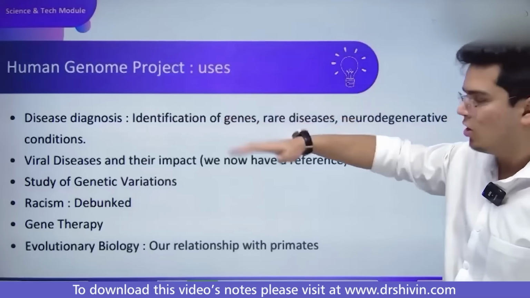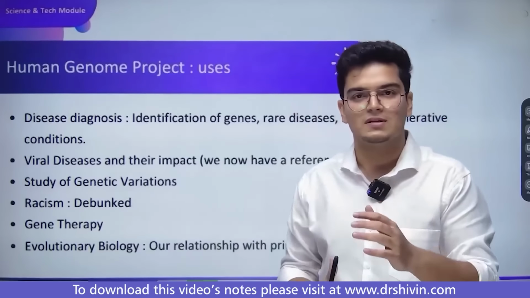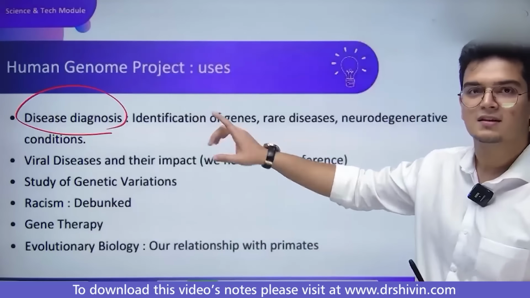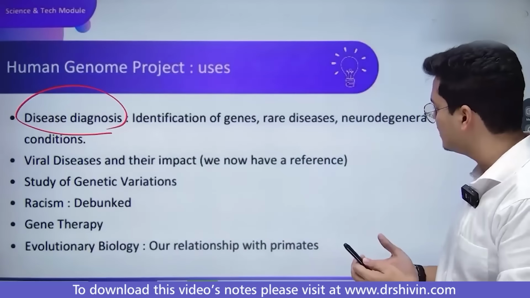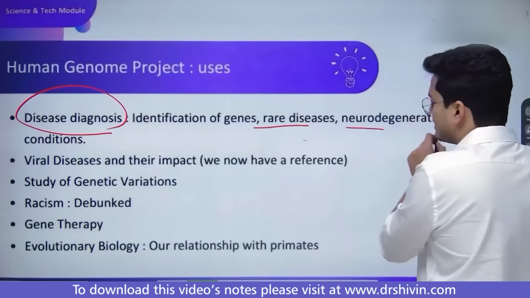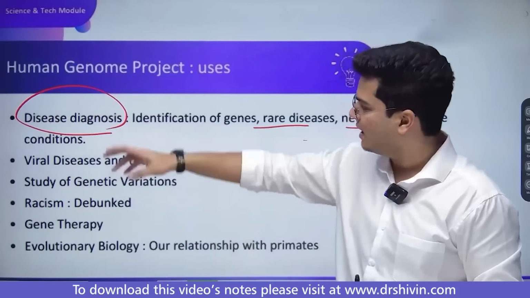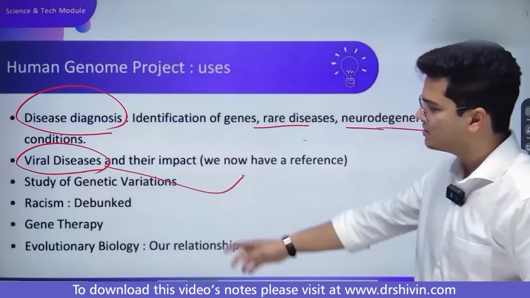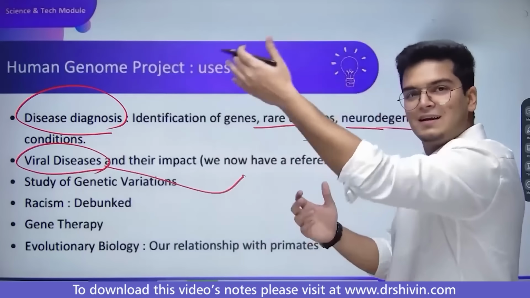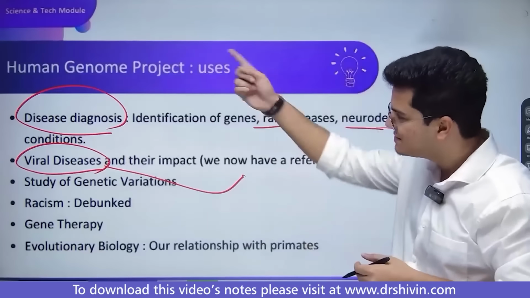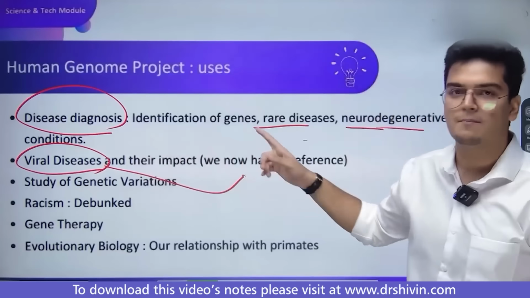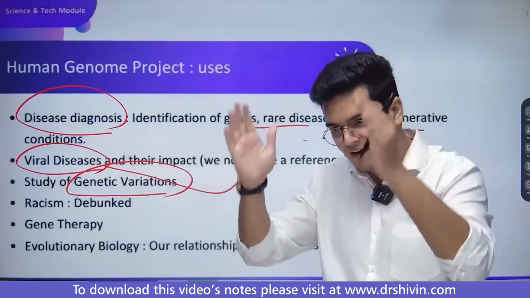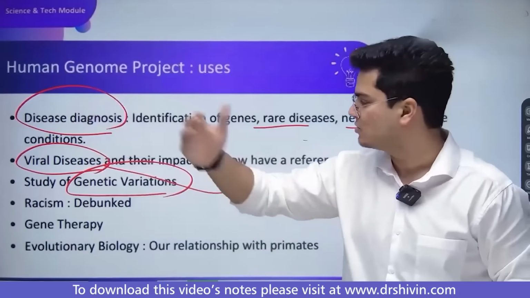Now what were the uses of this genome sequencing? This is important. What did we find out by doing genome sequencing? First, we could do disease diagnosis. We could identify the genes that cause diseases, like cancer genes, some rare diseases, some neurodegenerative diseases. We could see which gene it is and what they are causing. Then we could see viral diseases and their impact, because now we have a reference genome. When a virus comes and integrates its DNA into our genome, we will see the difference. So we can study viral disease and its impact. Then we can study genetic variation. We have a reference genome, so I can see the variation from one person to the next person.